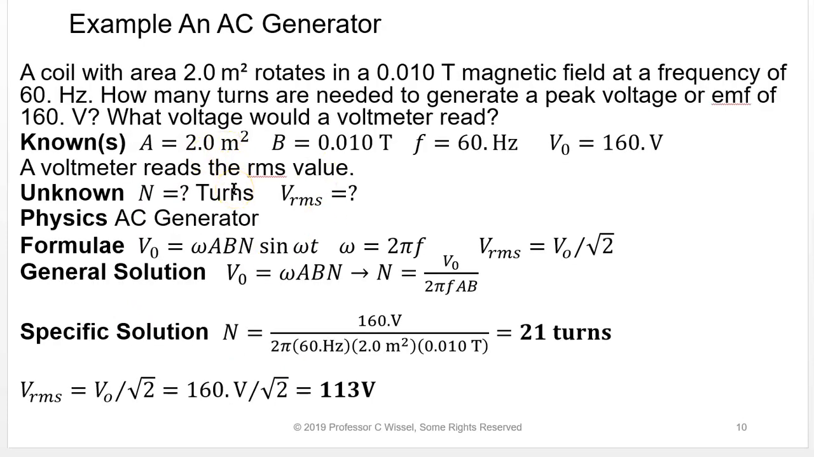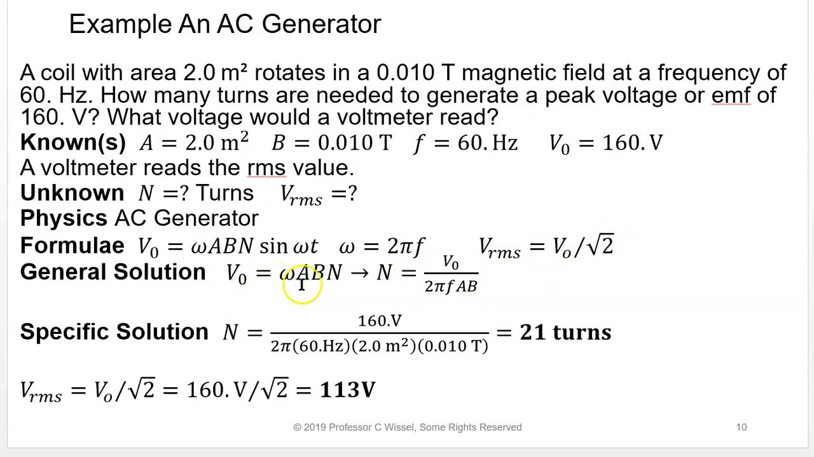You write down the knowns, put everything in SI. The magnetic field is 0.010 Tesla. The frequency is 60 hertz. The peak voltage, which we're going to call V naught, is 160 volts. The voltmeter reads the RMS value. The unknown, we need to know the number of turns, and we want the RMS value. The physics of this is an AC generator. The formula is V equals omega A B N times the sine of omega t. Omega, of course, is 2 pi f, and VRMS equals V naught divided by the square root of 2.